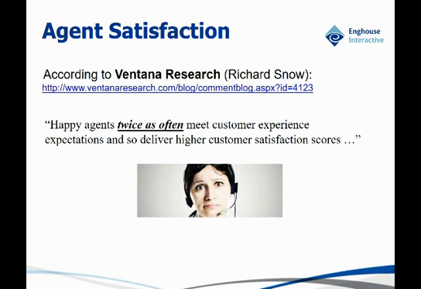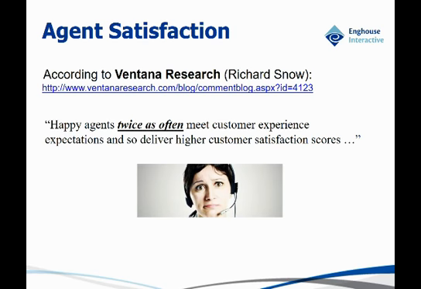I think this is where a lot of contact centers don't understand that your agent is your point of contact with that customer. There's been a lot of research. There's a quote from Richard Snow, who works for Ventana Research in the UK. Richard's analysis showed, he basically surveyed tons of agents and supervisors and managers in contact centers, and he found that literally you could double the probability that customers will have a great experience if your agent is in turn satisfied and happy with the interaction. So you've got to be able to make your agents happy to get your customers happy.